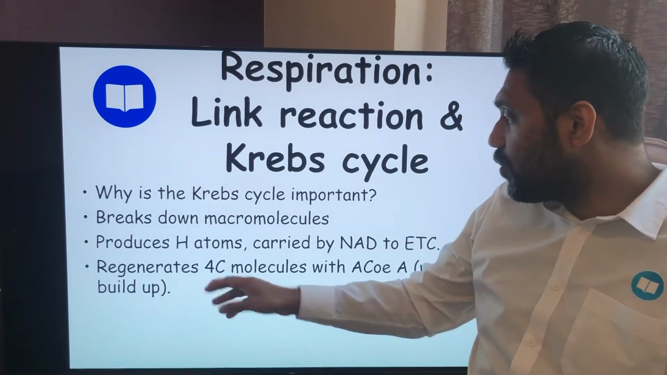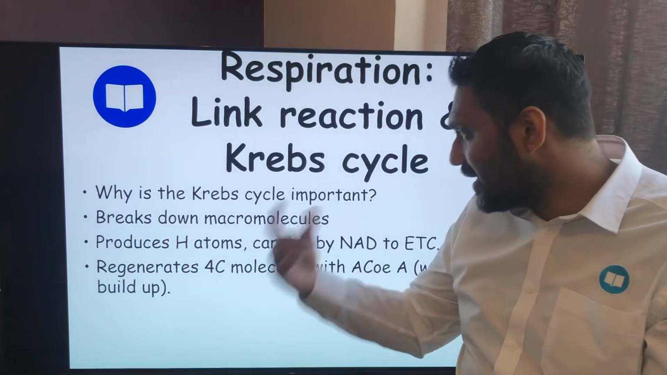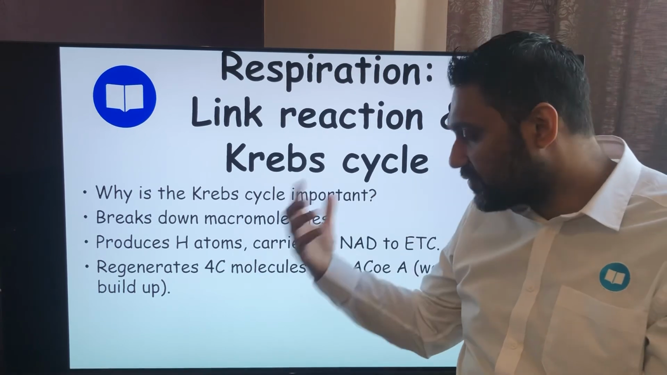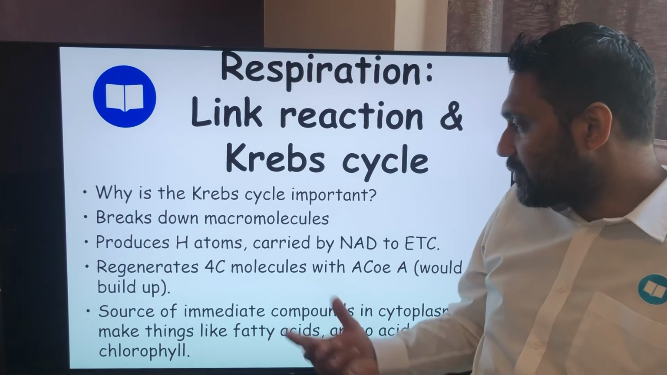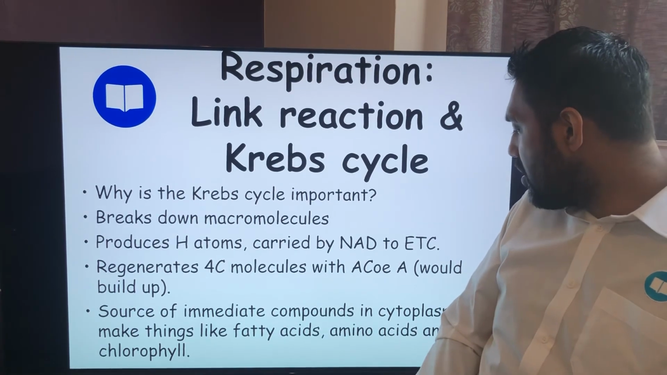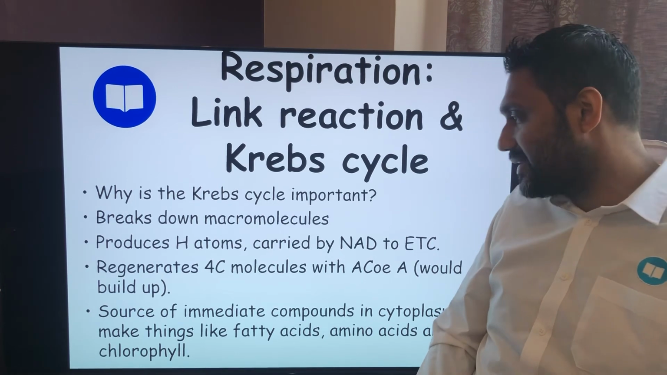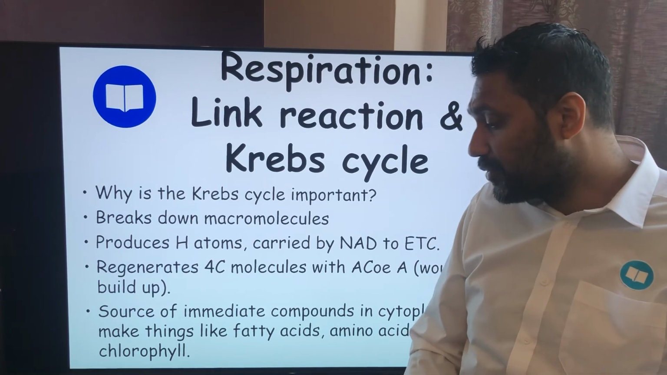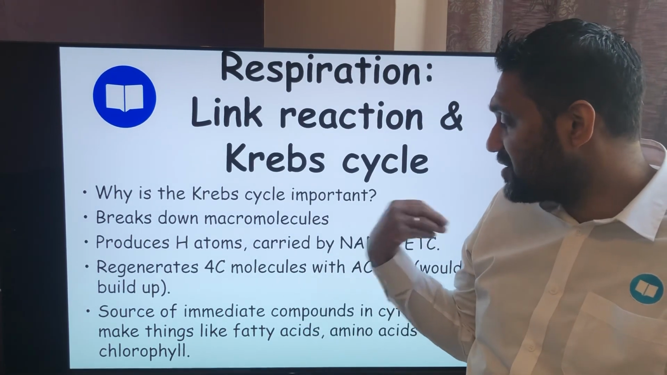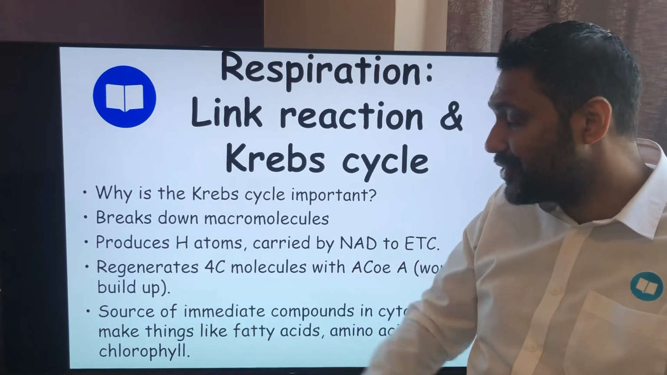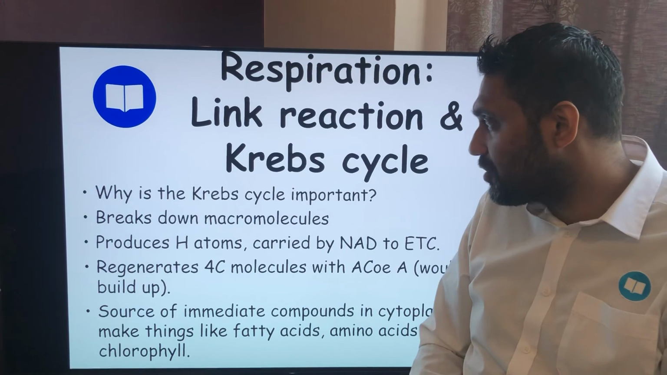It regenerates the 4 carbon molecules with acetyl coenzyme A. If you didn't constantly get this Krebs cycle, this 4 carbon molecule will eventually build up and the whole thing will come to a grinding halt. And like we were talking before, it's a source of intermediate compounds in the cytoplasm to make things like fatty acids, amino acids, and chlorophyll. So the Krebs cycle is really important for these kinds of compounds, these coenzymes, to help go and make other compounds in the cytoplasm. Okay, but remember this is happening inside the mitochondria.